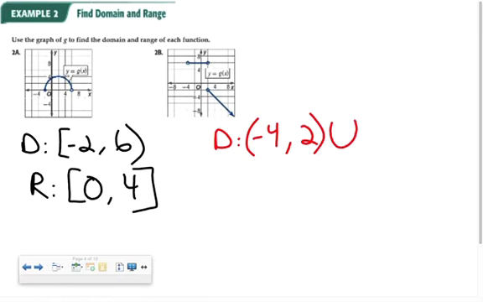Union, because at 2, it starts again, and it goes to positive infinity. And again, remember that since infinity isn't an actual value, we use a parentheses for that.